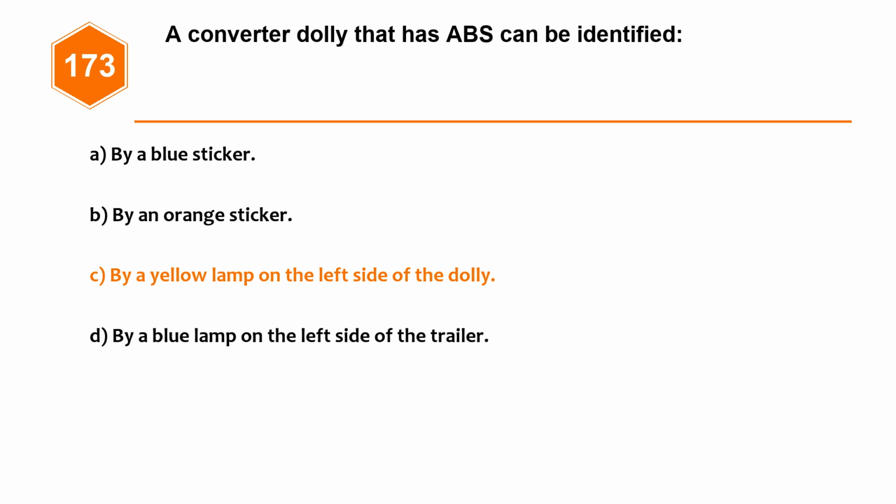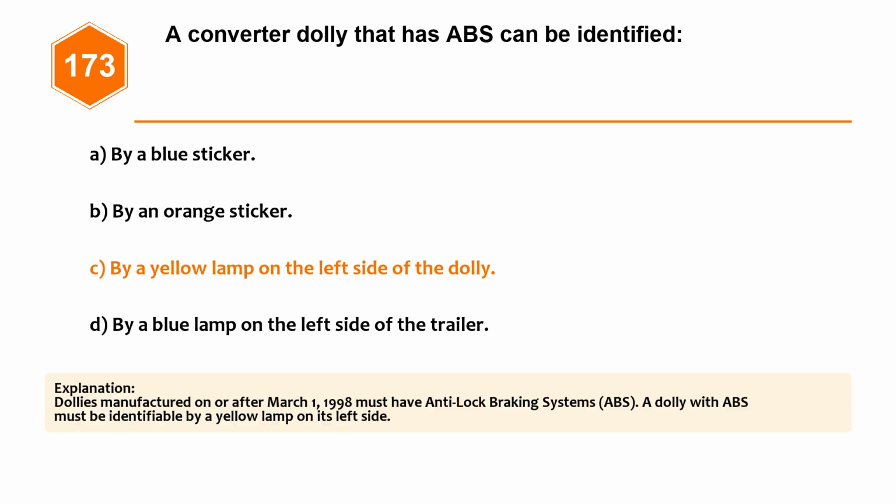The correct answer is option C, by a yellow lamp on the left side of the dolly. Explanation. Dollies manufactured on or after March 1, 1998 must have anti-lock braking systems, ABS. A dolly with ABS must be identifiable by a yellow lamp on its left side.